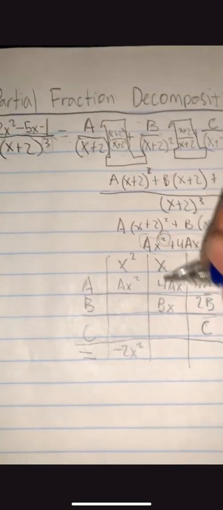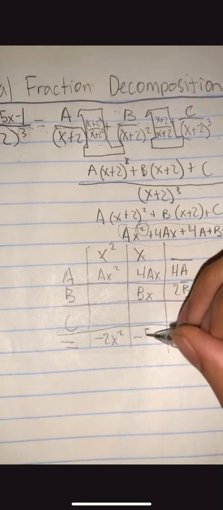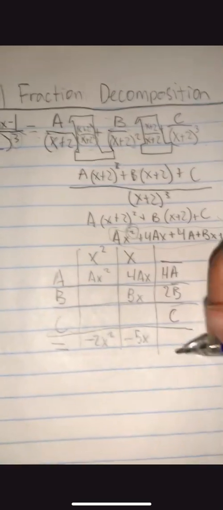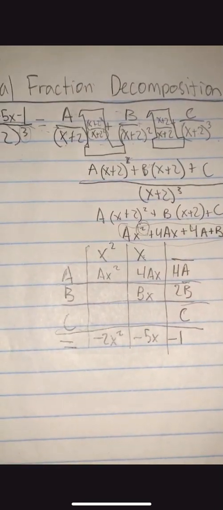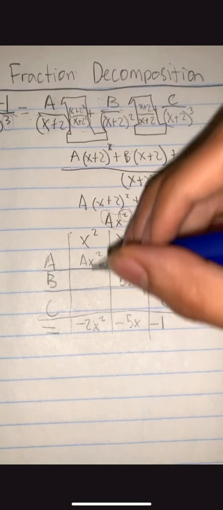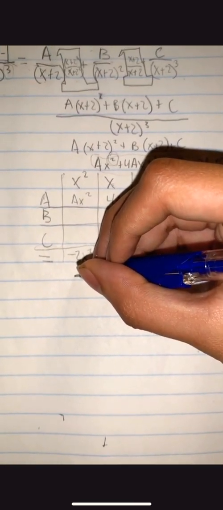Next is negative 5x. I'm just taking the numerator. Negative 5x. And then minus 1. So how we read this table, it will be going down. So it's read like this.